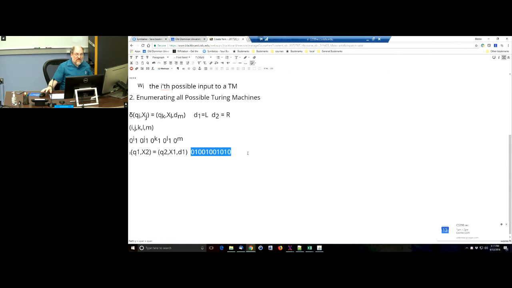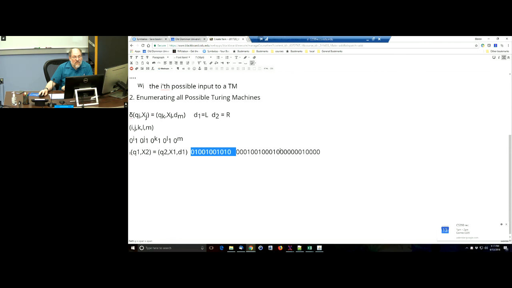Now, that's one transition, and I can get lots of different transitions, that will all have this kind of form of basically being 5 groups of zeros separated by 1s. Now, what is the entire delta function? Well, it's just a whole collection of these very specific mappings that represent all the possible transitions that we want to make.